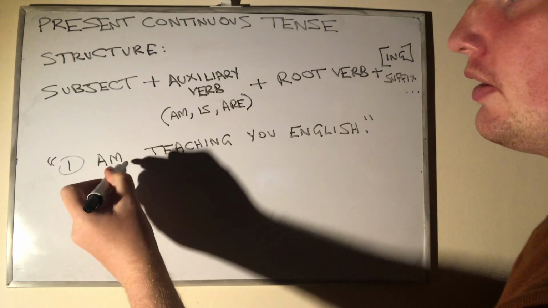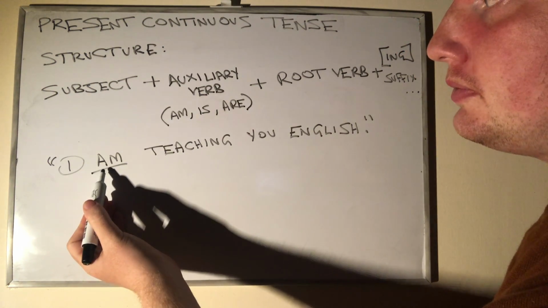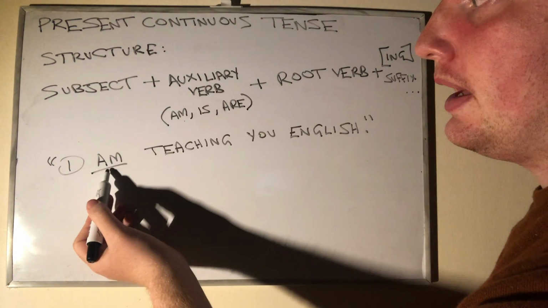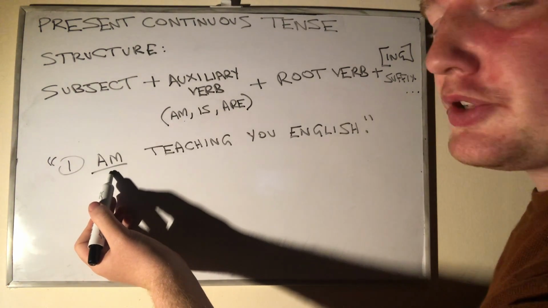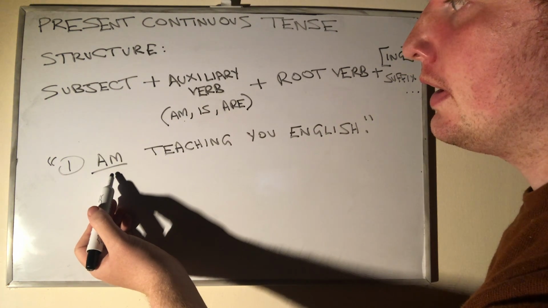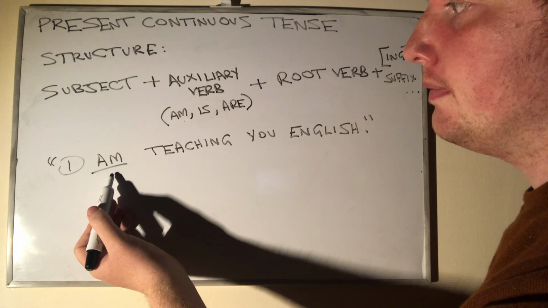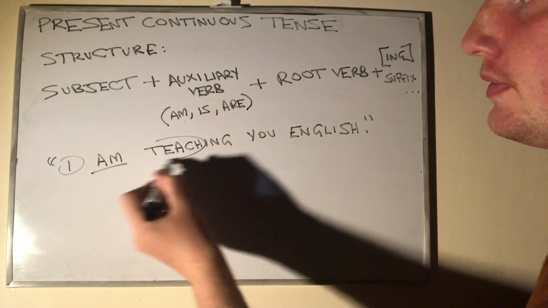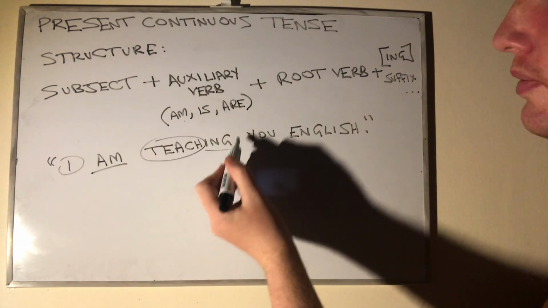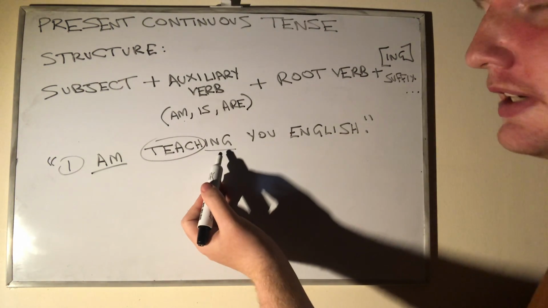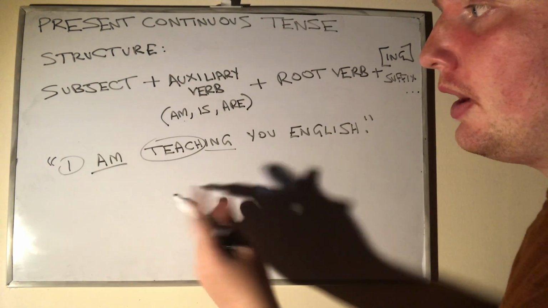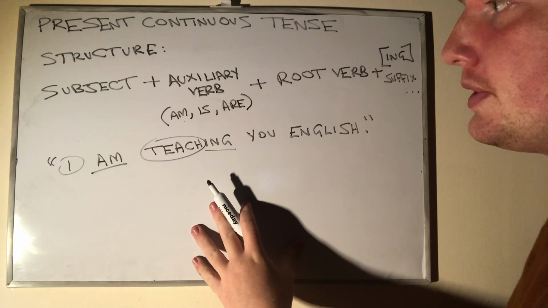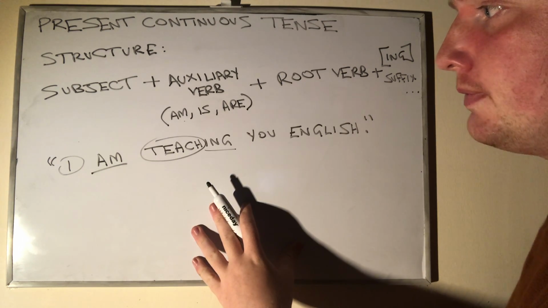We have our auxiliary verb, in this case am. Why is it am? Because we use am when it is the first person singular of the verb to be. We have teaching, so we have our root verb, teach, and then we've employed the ing suffix at the end. So this would be an example of the present continuous tense in action.